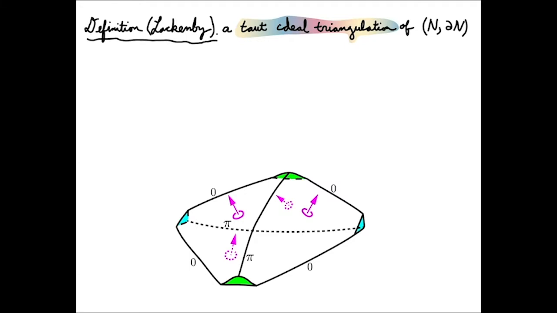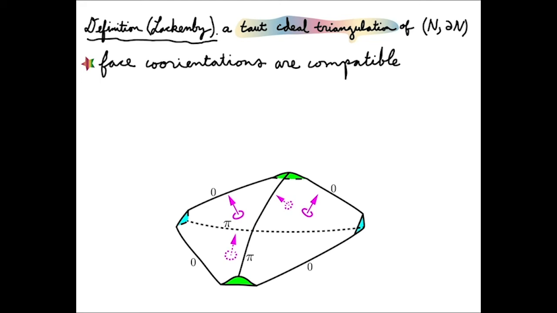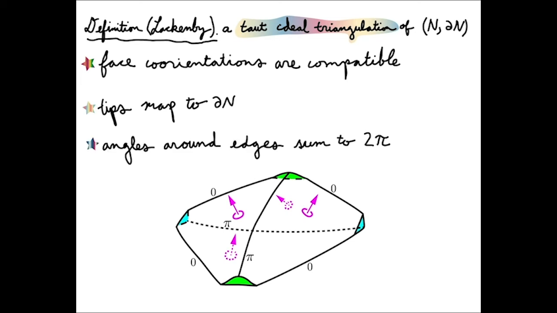So what's a taut ideal triangulation? This is a definition of Marc Lackenby. It's basically, what do I get by gluing taut tetrahedra together so that their decorations are compatible? So face co-orientations should be compatible. That means that I should only glue outward faces to inward faces. And I shouldn't glue the tips to anything. These should get mapped to the boundary. And the angles around edges should sum to 2 pi.